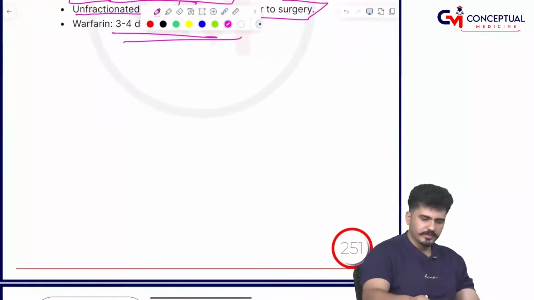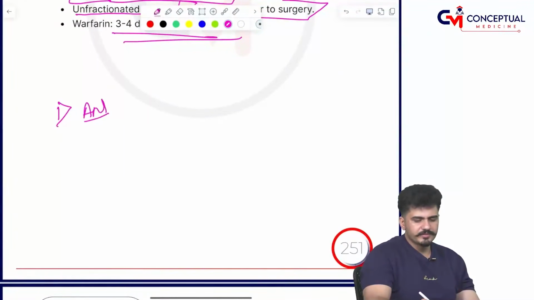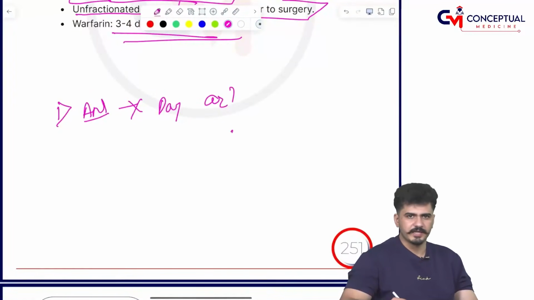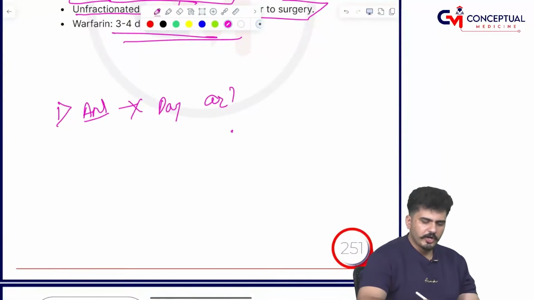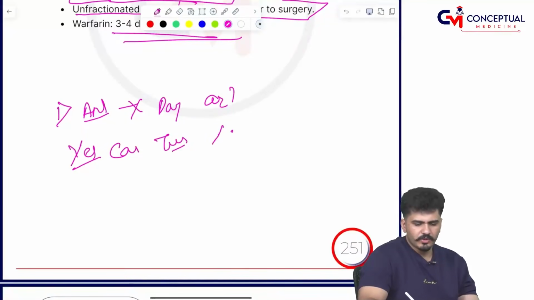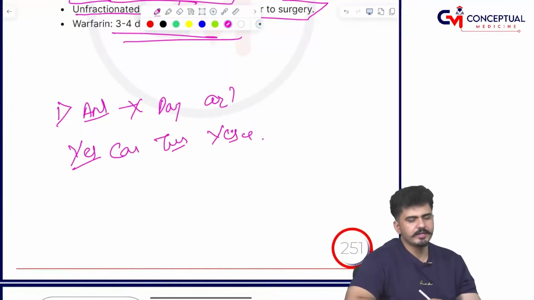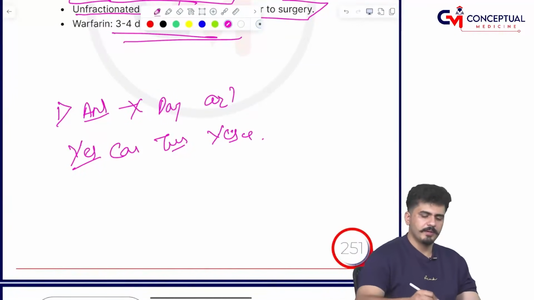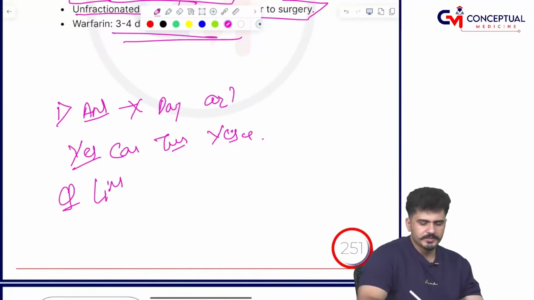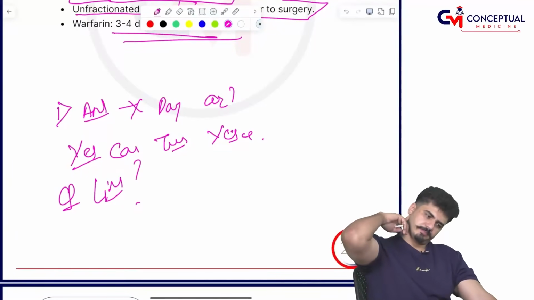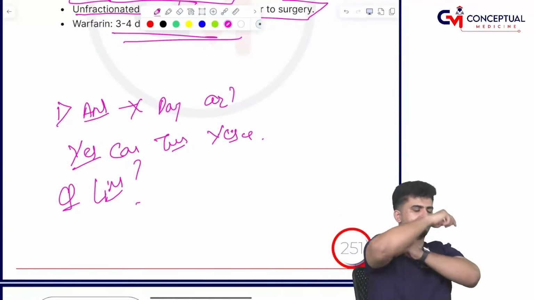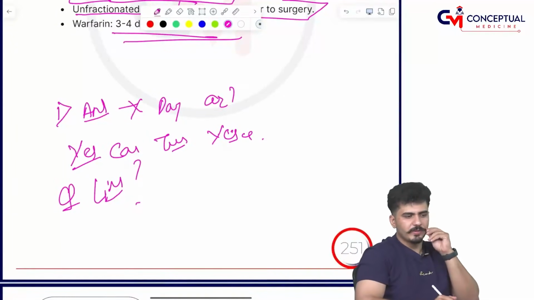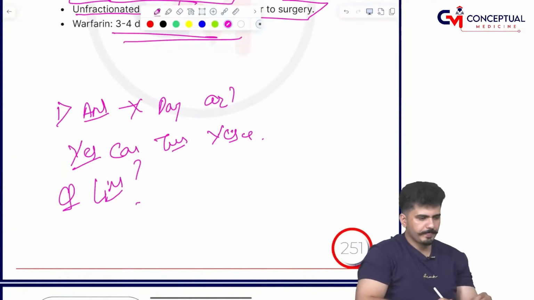Now my first question to all of you: the antihypertensives which we do not give on the day of surgery are ACE inhibitors and ARBs. Thyroid medication, can we give it till the day of surgery, yes or no? Thyroid medication, yes, we should continue. My next question is: lithium needs to be stopped when before the surgery?